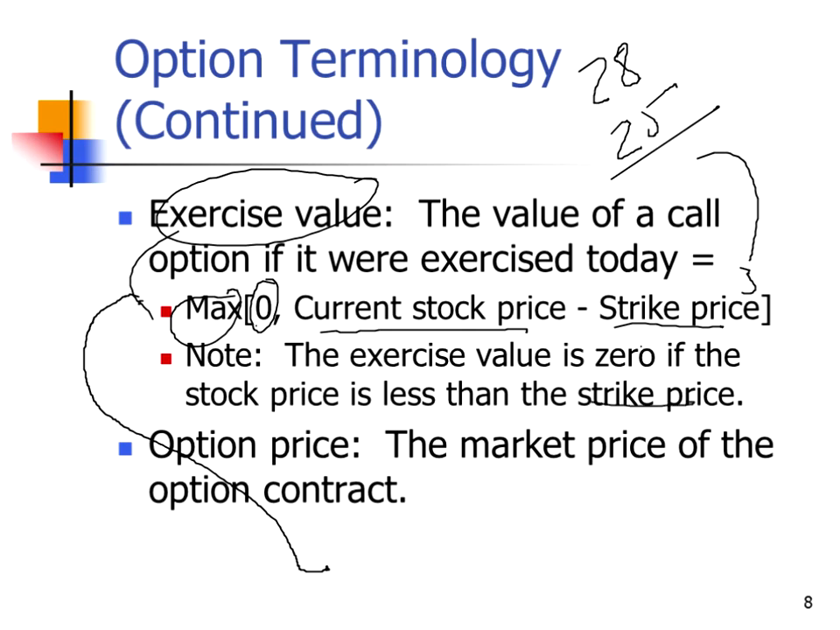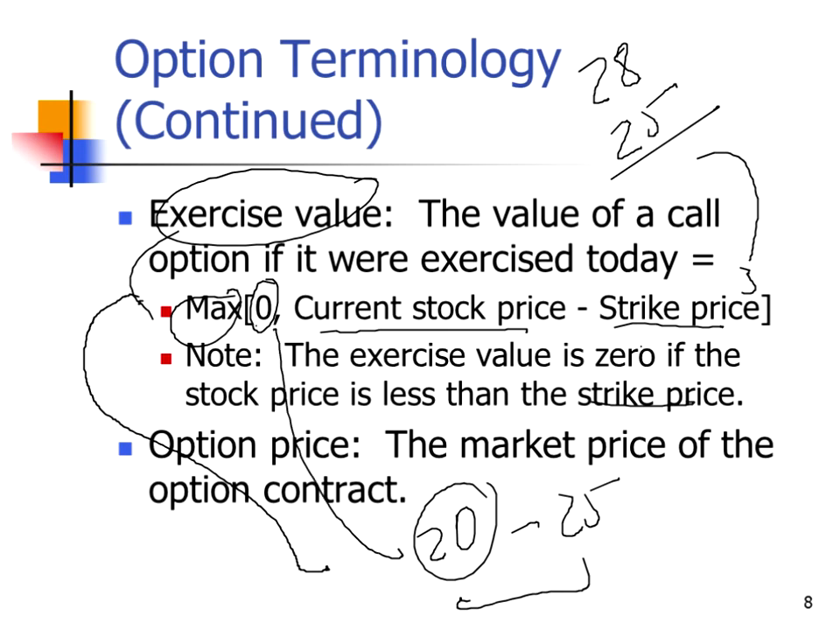So the exercise value is 0 if the stock price is less than the strike price. For example, if the stock price is $20 and the strike price is 25, would you exercise this option if you're buying? It doesn't make sense, because that means you want to lose $5 when you can just go out in the market and buy it at $20. So in this case, the value of the option is $0.